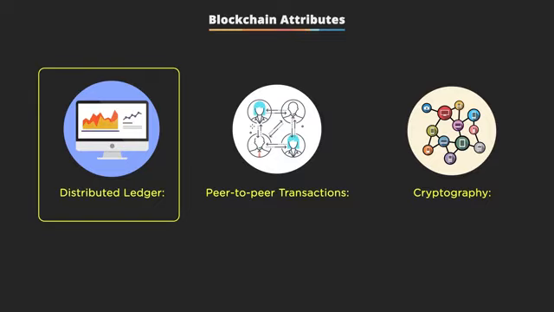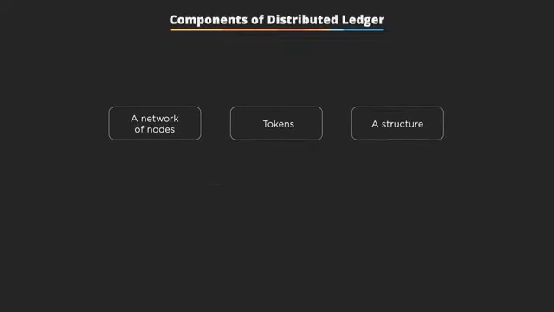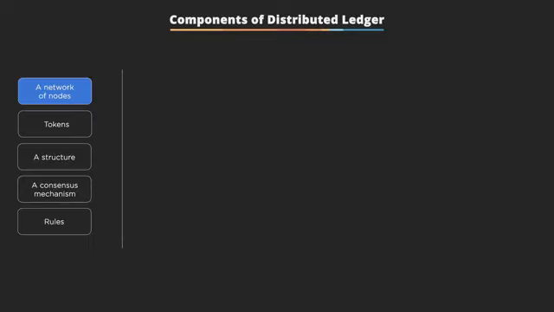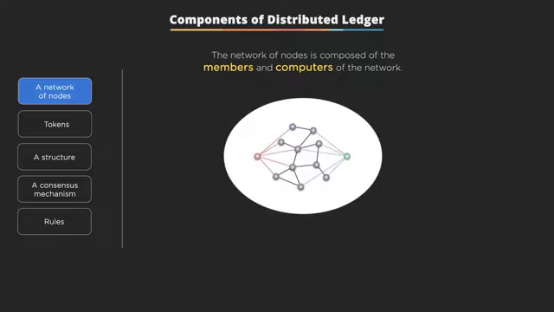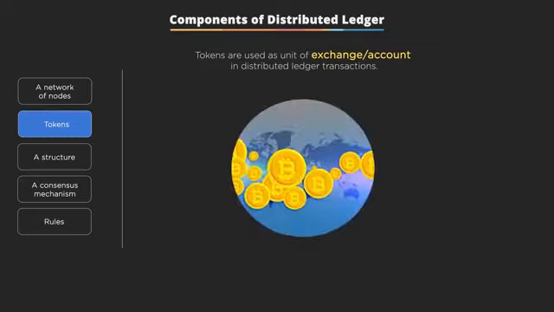Let's look at the components of distributed ledger. The 5 components of distributed ledger are 1. The network of nodes. It is composed of the members and computers of the network. Nodes are responsible for the maintenance of the ledger and the verification of transactions. 2. Tokens. They are used as unit of exchange or account in distributed ledger transactions. They are mostly referred to as cryptocurrency or digital currency.